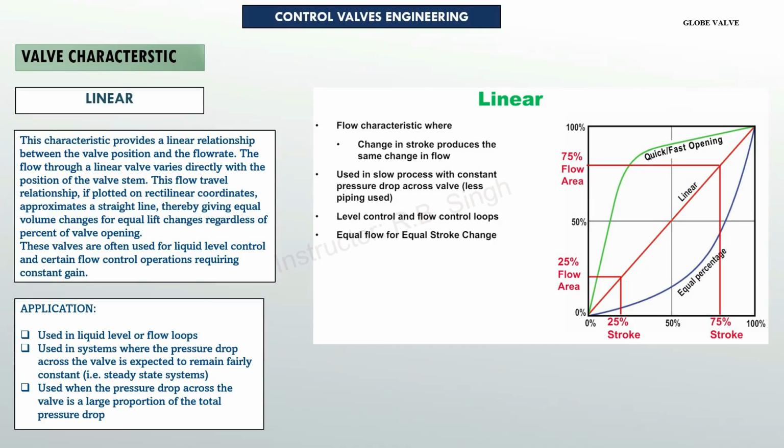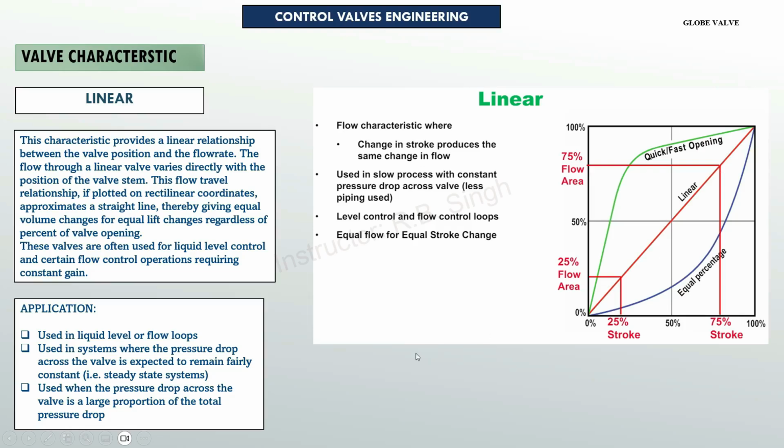Now the linear characteristics. If you see this red line going from here to here, this is the linear characteristics of the valve. The percentage of opening is equal to the percentage of valve flow. Just like if the valve is open 25%, then the flow will reach 25%. If we have opened the valve at 50%, then flow will go to 50%. That means the opening and the flow rate are linear, so that characteristic is called linear characteristics.